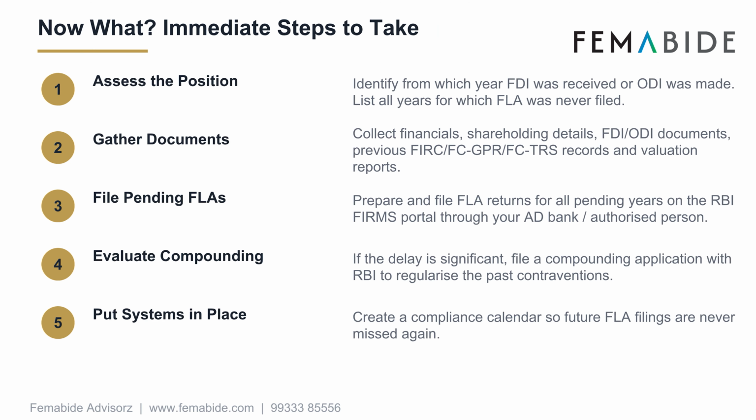Now what? Immediate steps. If your company has never filed FLA, here is what you should do. First, assess the position: identify from which year the foreign investment started, and list all pending years. Second, gather the documents: financials, shareholding details, FDI or ODI records, and related filings. Third, file the pending FLA returns on the RBI FIRMS portal. Fourth, evaluate whether compounding is required to regularize the past delay. Fifth, put a proper compliance calendar in place so this never happens again.